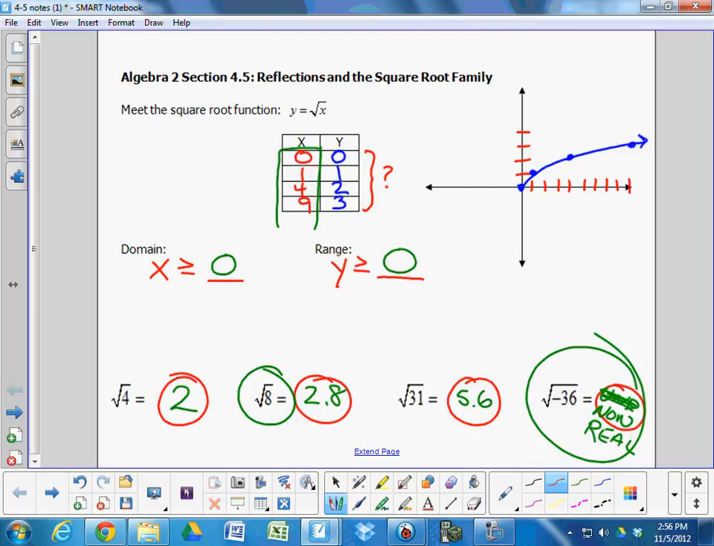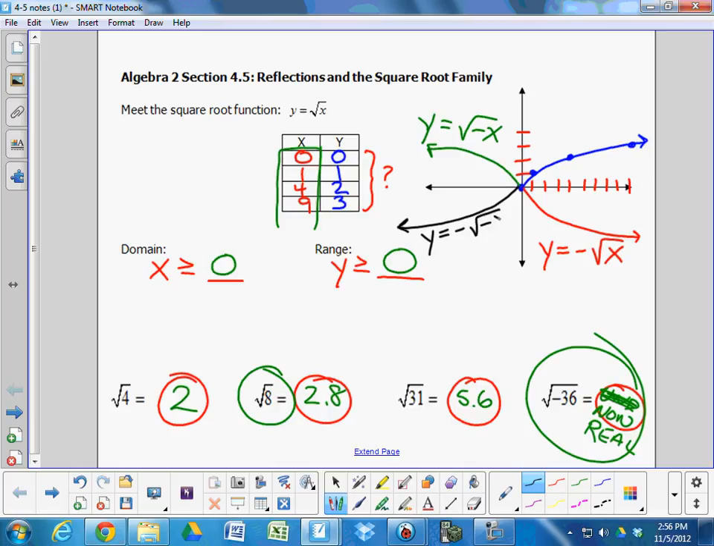Now that you're back, you should find that negative square root of x looks like this. Square root of negative x looks like this. And there's one more that produces this guy. That was the one with the double negative. Negative square root of negative x.